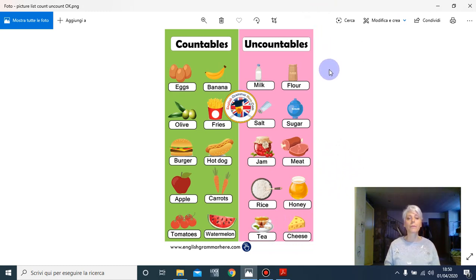Very easy. Question. Is there any milk? Is there any flour? Is there any salt? Is there any sugar? Is there any jam? Is there any meat? Is there any rice? Is there any honey? Is there any tea? Is there any cheese? As you can see, uncountables are much easier. We just use is. Countables are more complicated because we have to decide whether we use the plural or singular form.